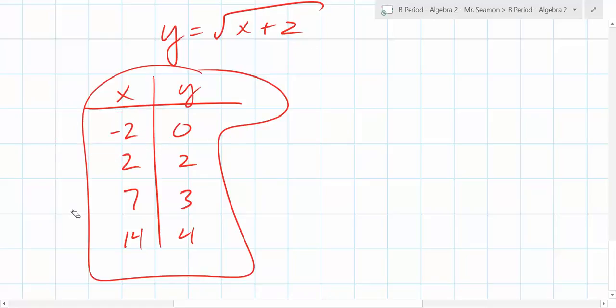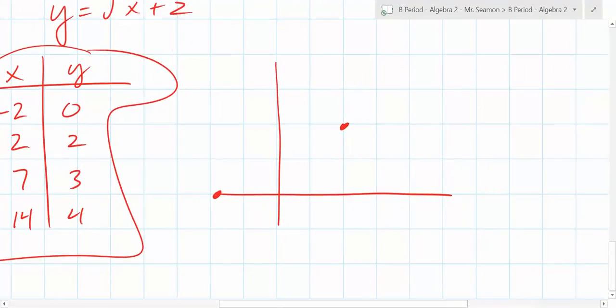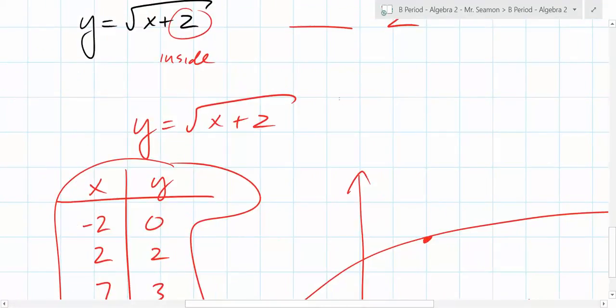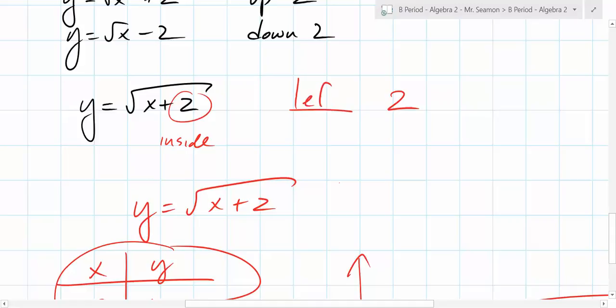So now, how many points do we now have? 4 of them. So now that you've completed a table, you can plot the points. So negative 2, 0 is right there. 2, 2 is right here. Then you have 7, 3. So you have a graph that looks like this. So what happened? Did it go 2 left or 2 right? It went 2 to the left.